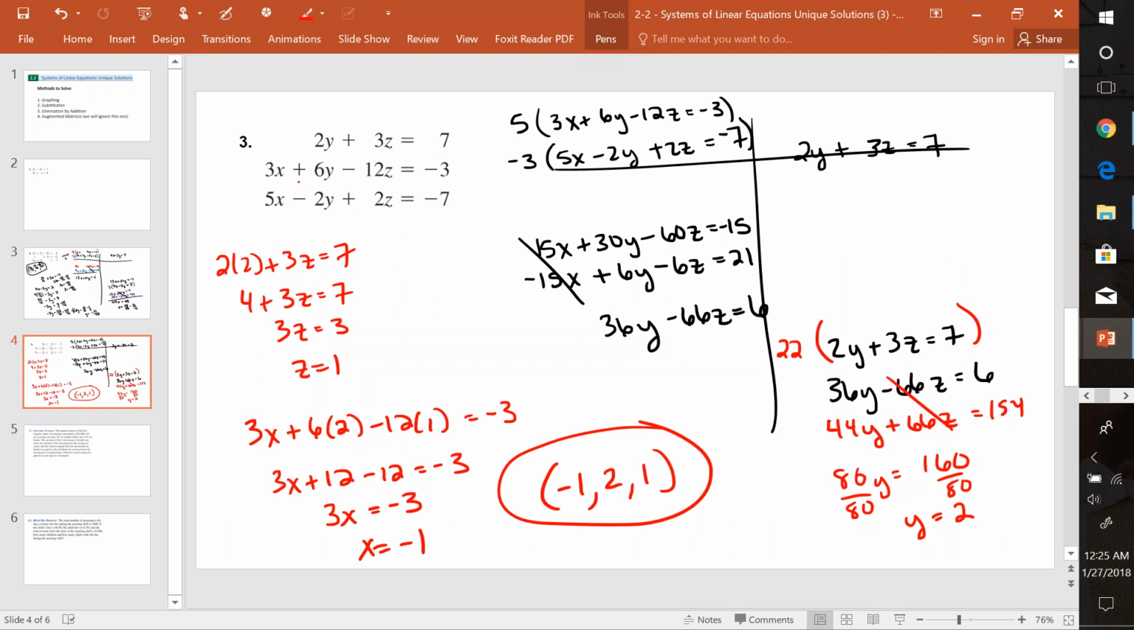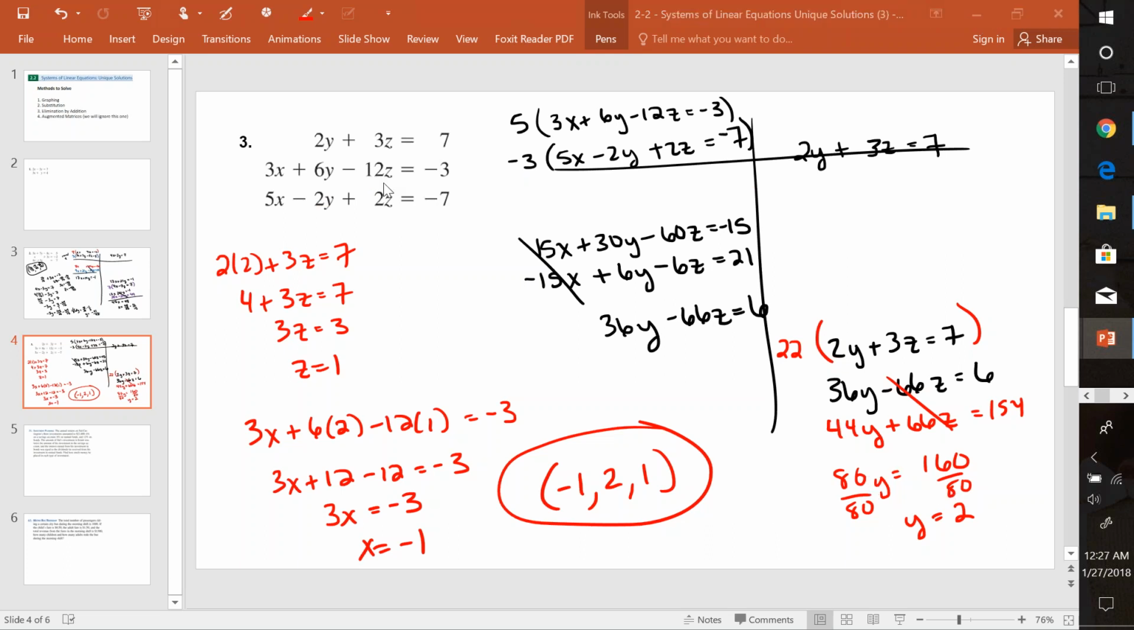Now you can always check yourself. This would be 4 plus 3, which is 7. Negative 3 plus 12 minus 12 is just going to be a negative 3. And then negative 5 minus 4 is negative 9. Plus 2 would be negative 7. So all of those work out and the solution is good.